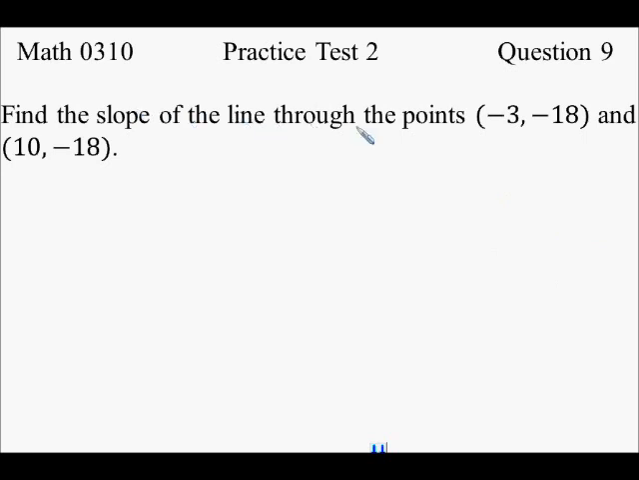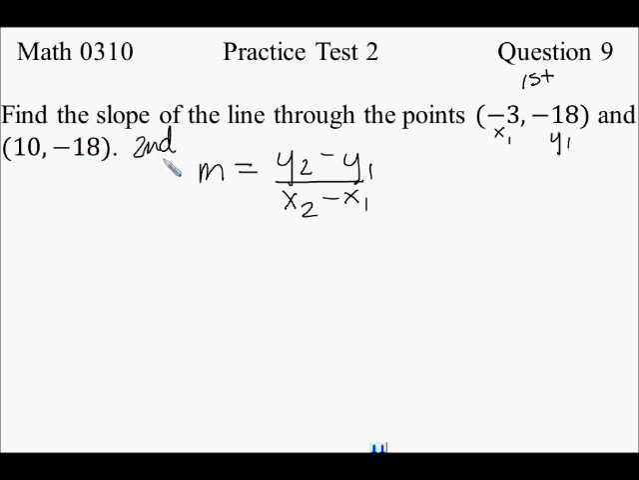Question 9, find the slope of the line through the points -3, -18 and 10, -18. So we're finding the slope and we have 2 points, so we just want to use our slope equation, which is slope, or m, equals y2 minus y1 over x2 minus x1. So this is our first point they give us, so this is our first x-coordinate, x1, and our first y-coordinate, y1. This is our second point, so this is our second x-coordinate, x2, and this is our second y-coordinate, y2.